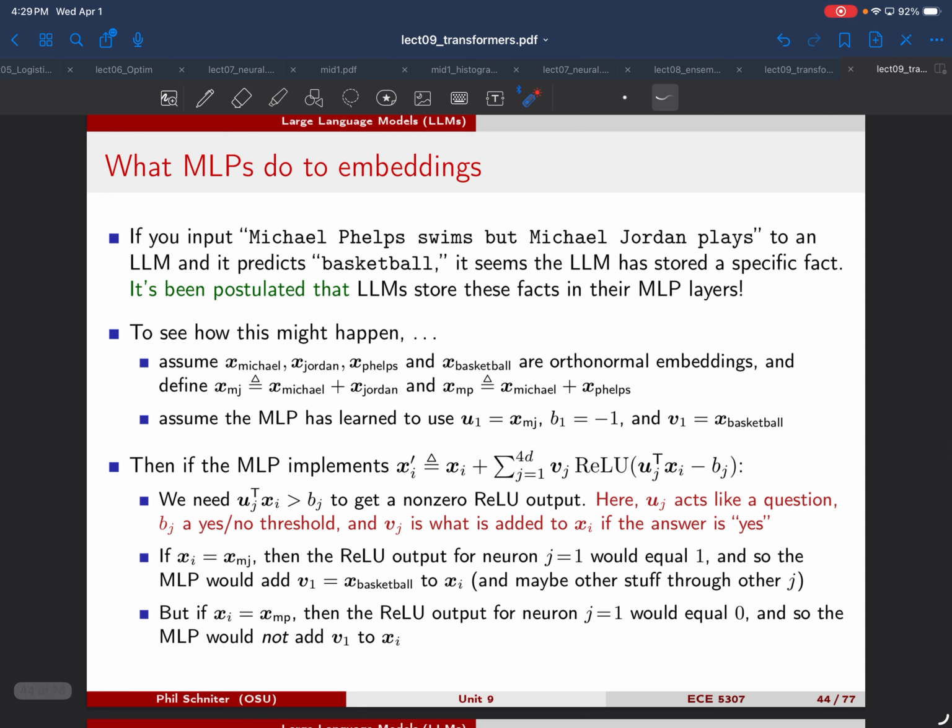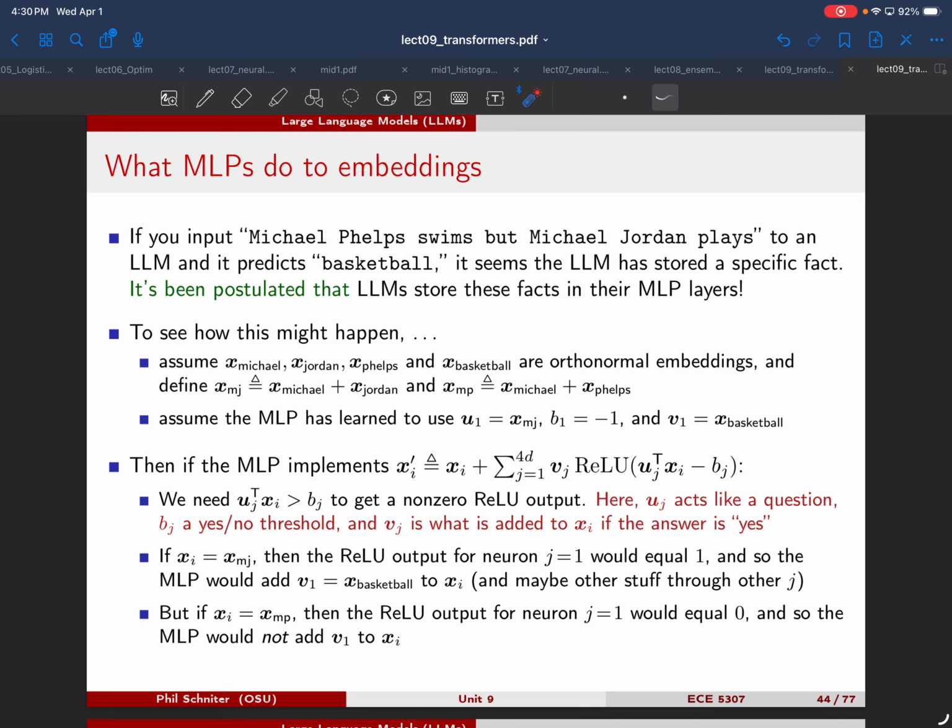So imagine that you input to a transformer something like "Michael Phelps swims, but Michael Jordan plays," and you want it to complete the sentence. As we know, Michael Jordan is a famous basketball player, so a decent LLM will predict "basketball." If you think about it, that's a very specific fact, just a fact that has occurred in our world. There's really nothing universal about the words Michael Phelps and swimming and Michael Jordan and basketball and so on.